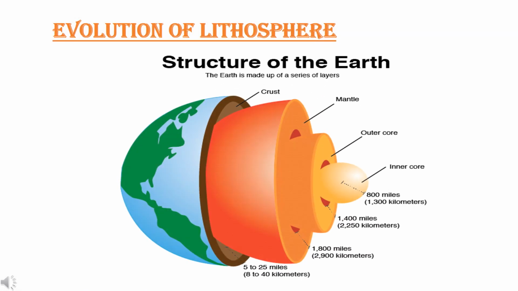Let's see how lithosphere evolved with due course of time. Figure shows the structure of Earth. Structure of Earth consists of crust, upper mantle which makes lithosphere, lower mantle, outer core, and inner core.